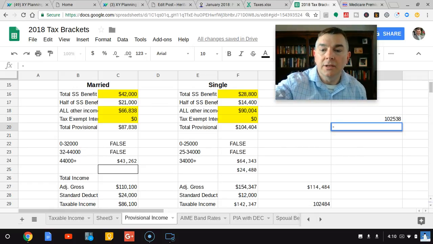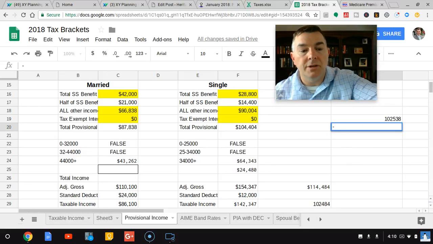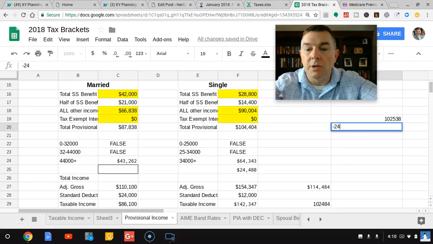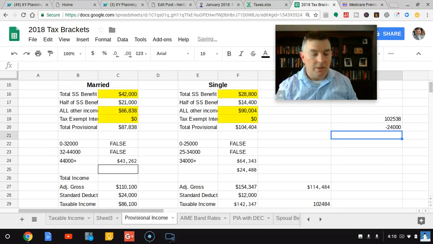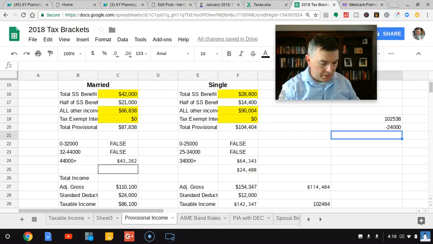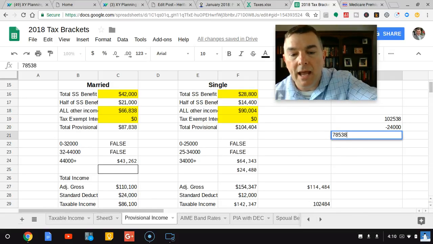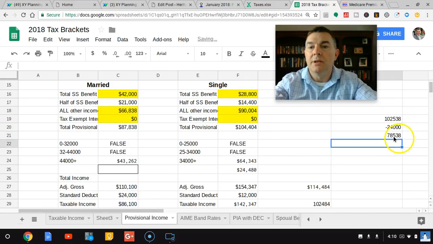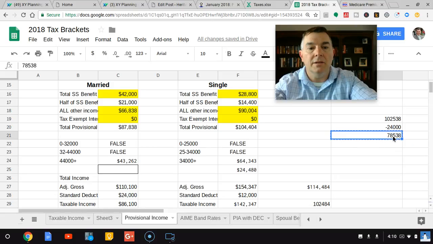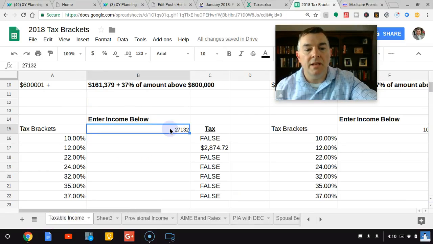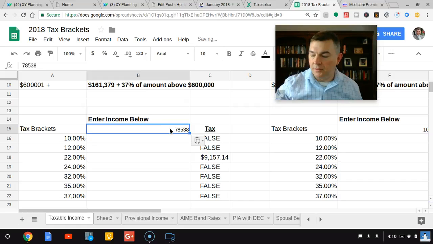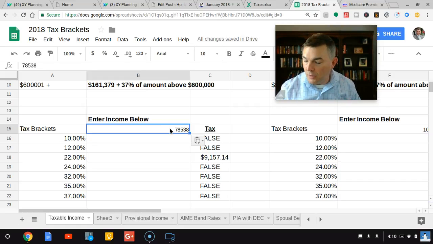We subtract 24,000 for standard deductions because they have two standard deductions, and that will be their taxable income: 78,538. 78,538 will be their taxable income. We're going to come over here and type in 78,538, and that means their taxes are 9,157 now.